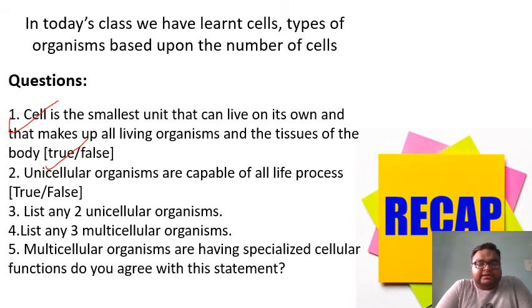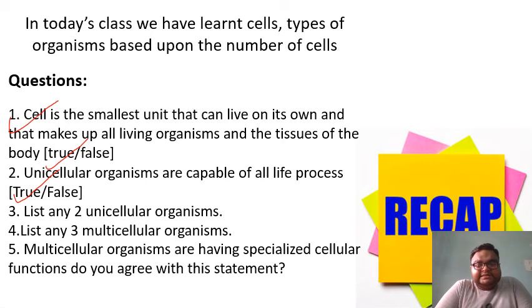So let's come to our next question. Unicellular organisms are capable of all life processes. Is this statement true or false? I'll give you another 30 seconds. Okay, so this statement is also true. We saw the example of amoeba, euglena, and paramecium. Those organisms were capable of feeding, reproduction, and respiration. So we can say that unicellular organisms are capable of all the life processes.